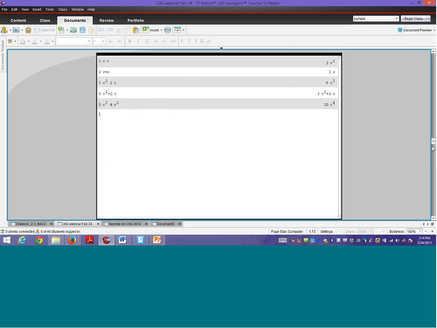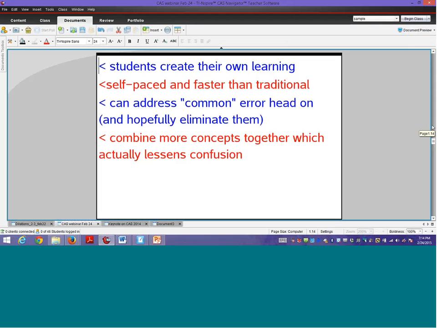And go on to the next page. So by doing things like this, and this is just one example, and I know I went quickly, but hopefully you can see the impact, the big picture on this. What happens is students create their own learning and hopefully correct learning. It is self-paced, and actually I've seen that students understand things faster, and you go faster than you traditionally would.